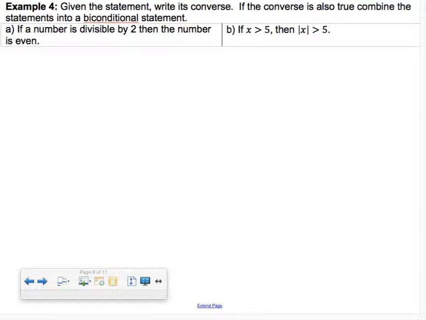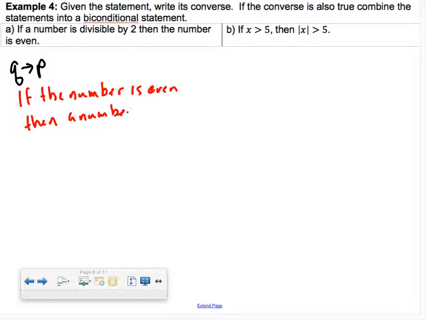Let's take a look at an example here. Given the statement, write its converse. If the converse is also true, combine the statements into a biconditional statement. So, if a number is divisible by 2, then the number is even. The converse, so Q, then P, is: if the number is even, then a number is divisible by 2. Turns out that's true.